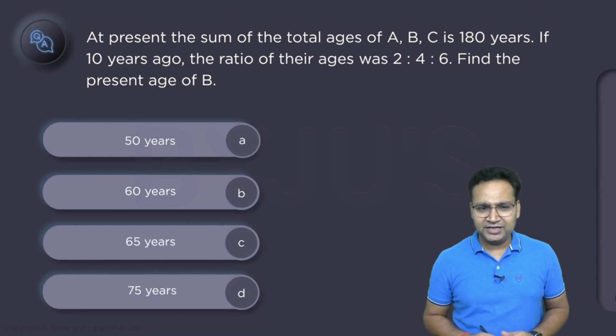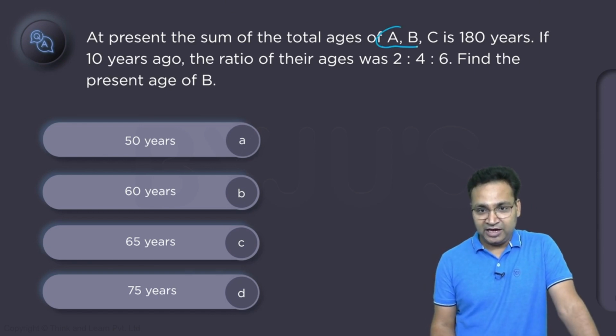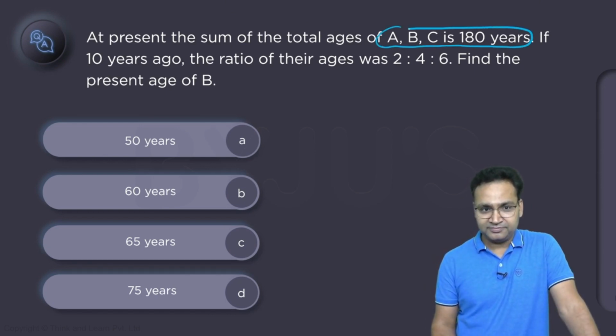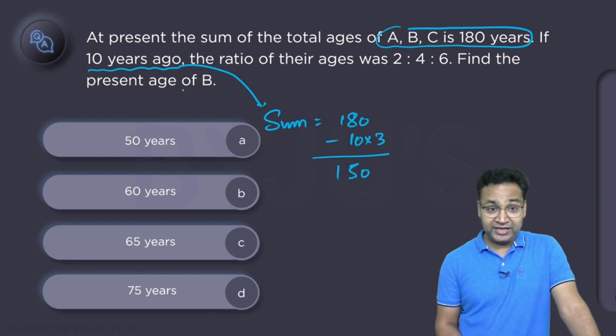At present, the sum of the total ages of A, B, C, now there are 3 people, is 180. 10 years ago, the sum will be 180 minus 10 into 3, 3 people were there, 150. Clear? Find the age of B.